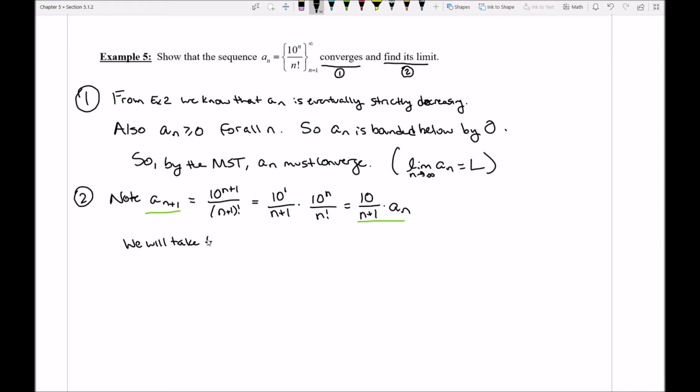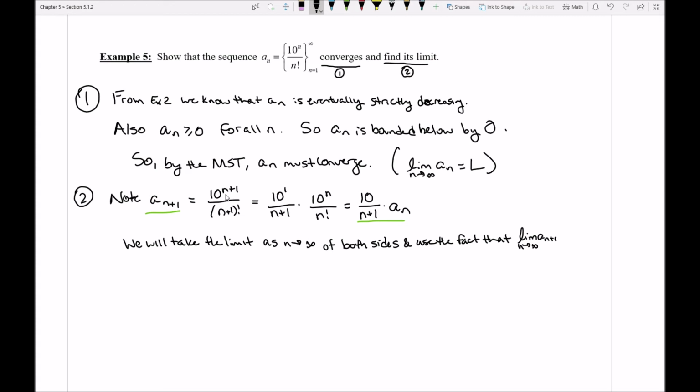I'm going to go ahead and take the limit as n goes to infinity of both sides here, that is, of both of these green portions, and use the fact that the limit as n approaches infinity of a sub n plus 1, that is, the limit of this right here, shouldn't that be exactly the same as the limit of this? Because it's the same structure.